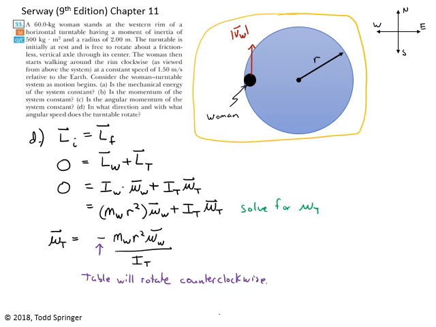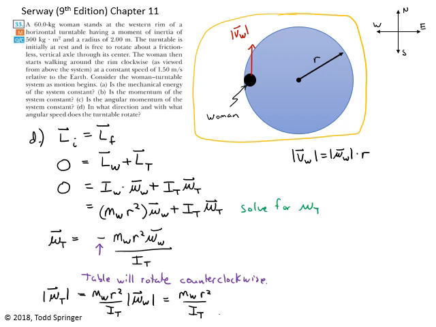Let's think about the magnitude. So for the magnitude, I can disregard this sign. These are all positive numbers. And to get the magnitude of the angular velocity of the woman, I'm going to use v of the woman equals omega of the woman times r. So let's substitute that in. Mass of the woman, r squared, and for omega, I will put in the speed of the woman divided by r. Now one of these r's will cancel with one of those, and we've got our final formula. We know all those numbers, so let's plug in the numbers, check the units, and that'll give us our final answer.